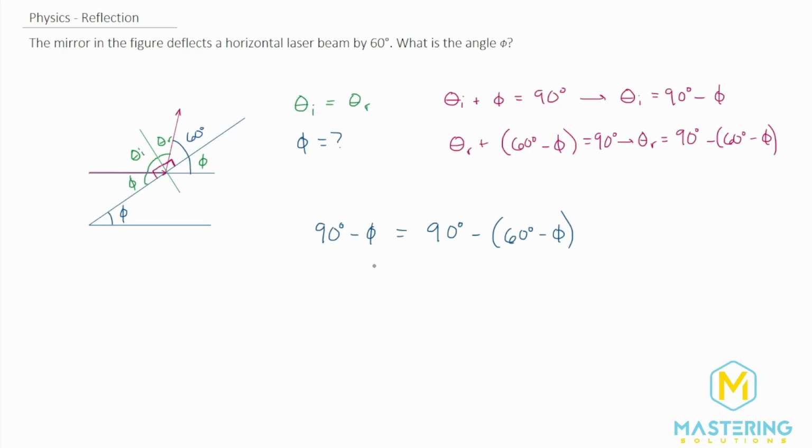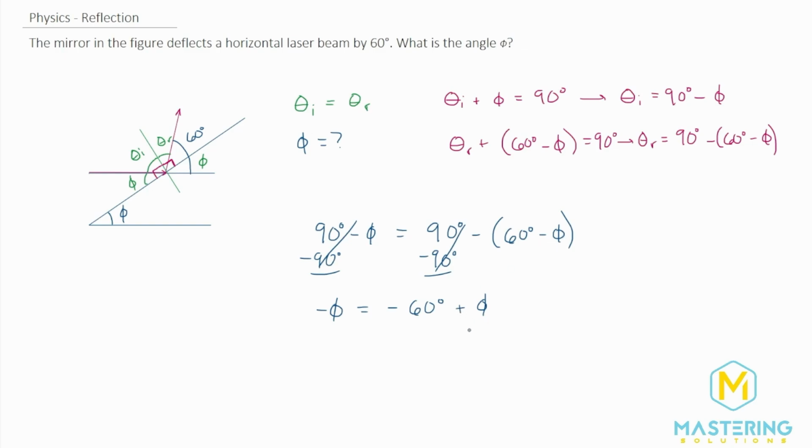We need to move phi over to the same side of the equation. First, let's subtract 90 degrees from both sides, and then this will also cancel out, so that goes away. Now what we're left with is negative phi is equal to negative 60 degrees plus phi, because the negative carries over. So we have minus 60 and positive phi.